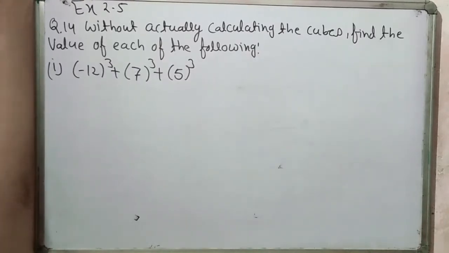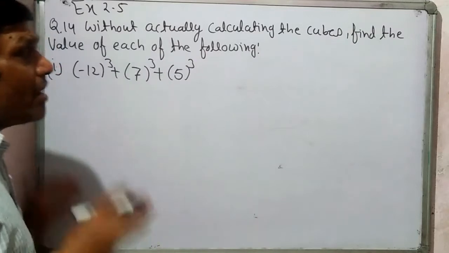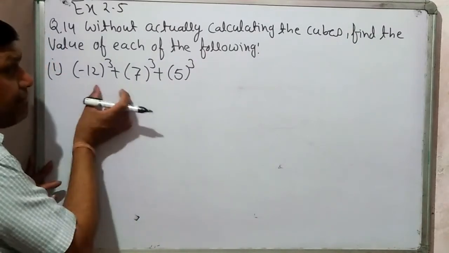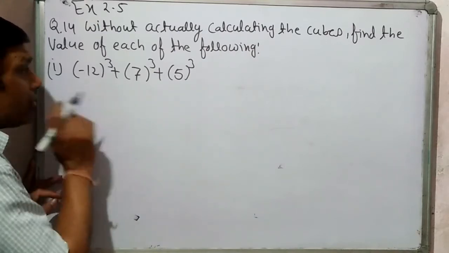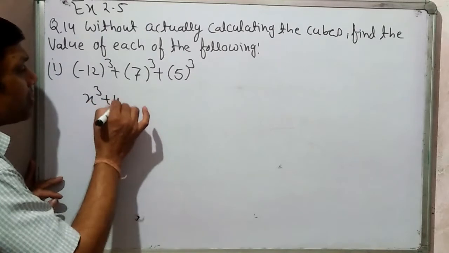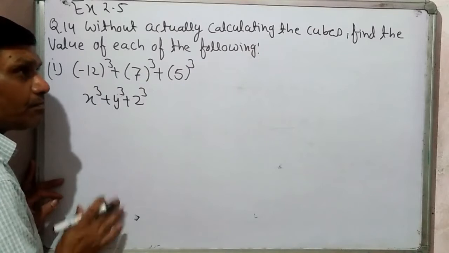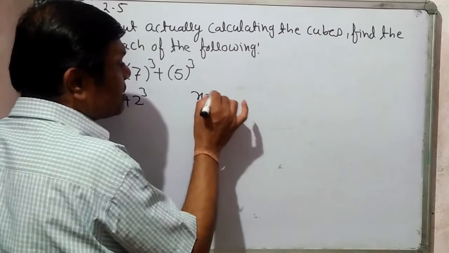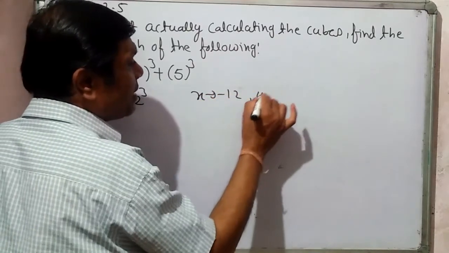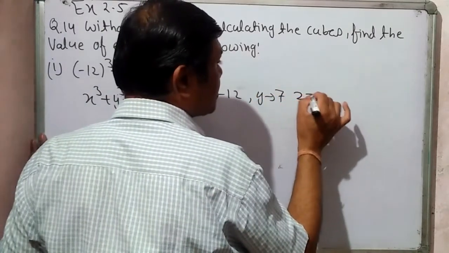As I told you, in question number 14, we have to apply the special result we have derived in question number 13. Here, if we compare the given part, we have to find the value of this cube sum. Are they of the form x cube plus y cube plus z cube? What is there in place of x? X is minus 12. What is y? Y is 7. What is z? Z is 5.